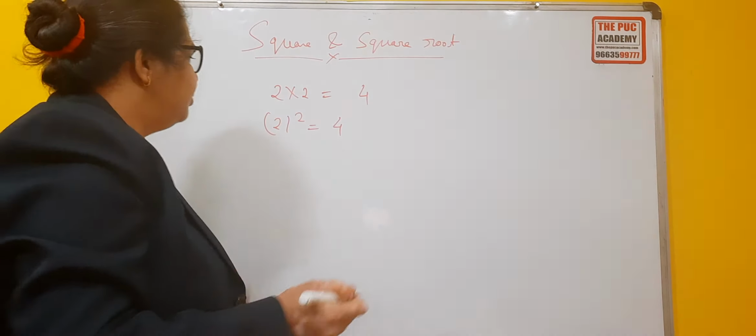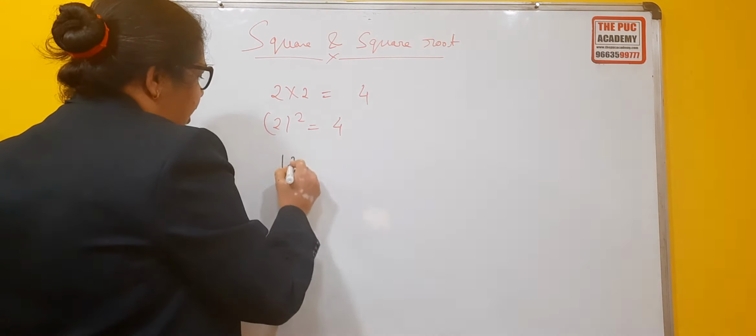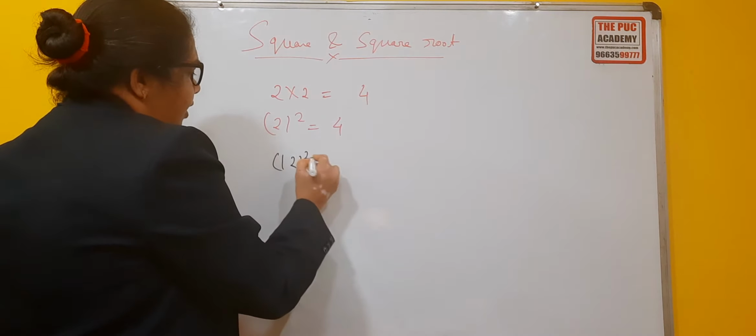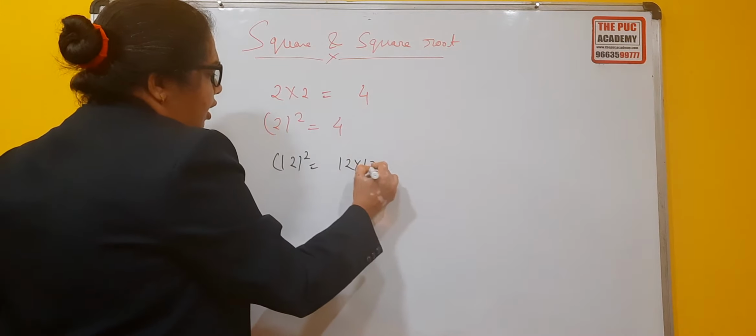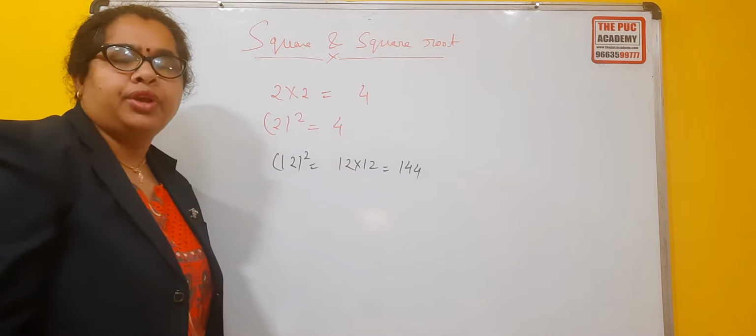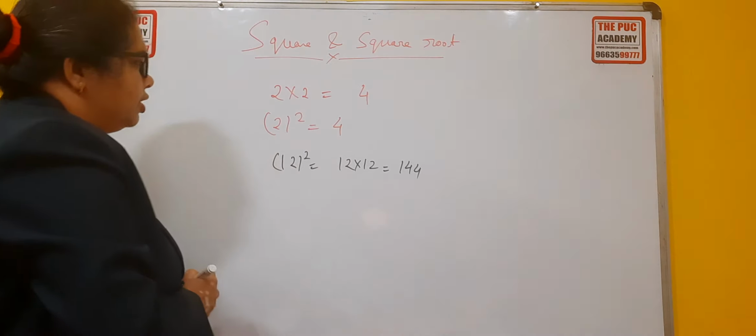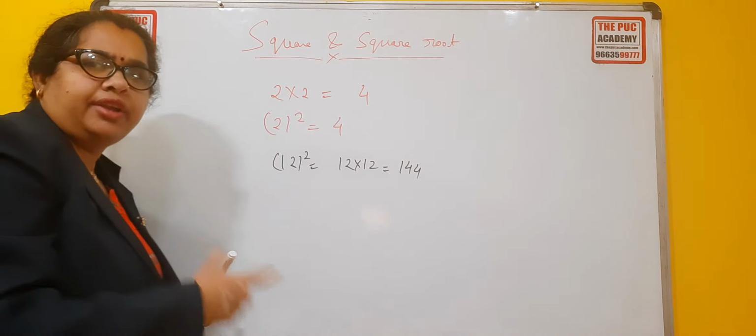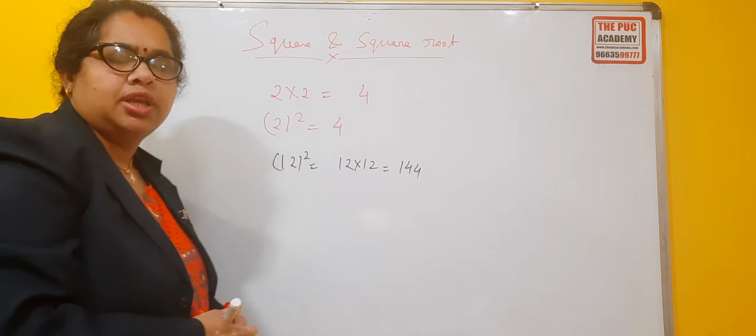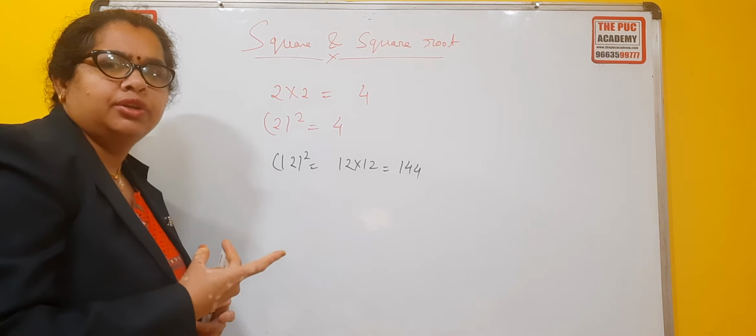Okay? Similarly, if I want to find the square of a big number like 12, 12 squared is 12 into 12, that is 144 children. So this is called a square. You can find it for any number, big or small, you have to multiply it two times.